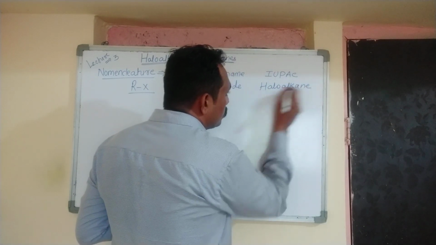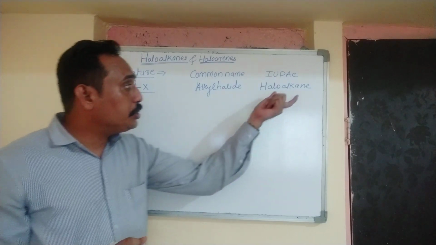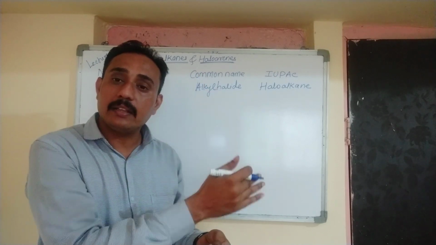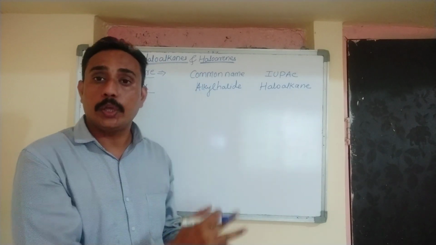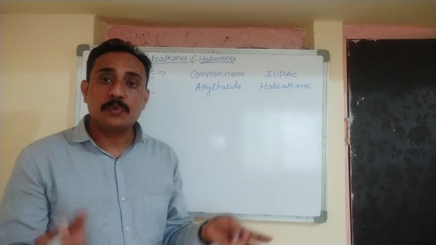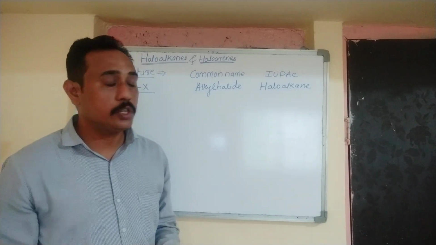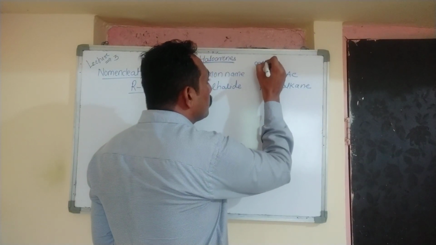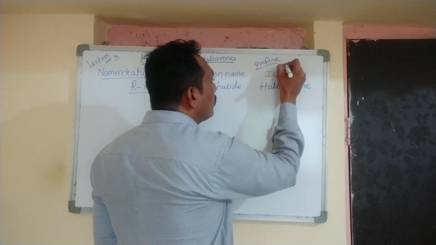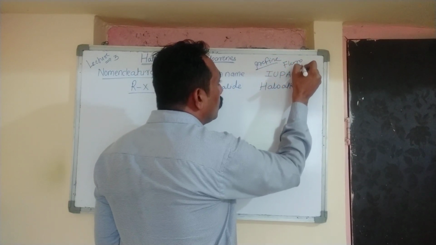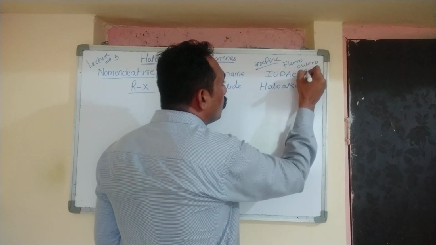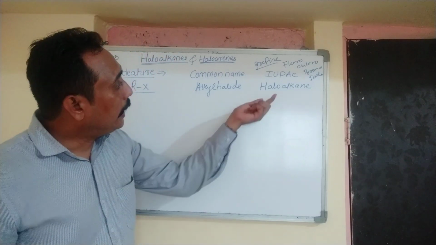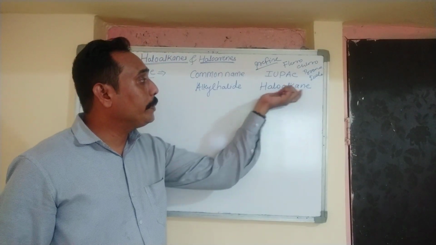So there are also some basic rules. Initially we have to select the longest chain. The second rule is the numbering rule: we have to number from the side where the halogens get the lowest number. The third rule is that if there are substituents, we have to mention the positions of the substituents. Here the halogens are considered as a prefix, that means we name them as fluoro, chloro, bromo, iodo. They are named as haloalkanes, like chloromethane, fluoromethane.